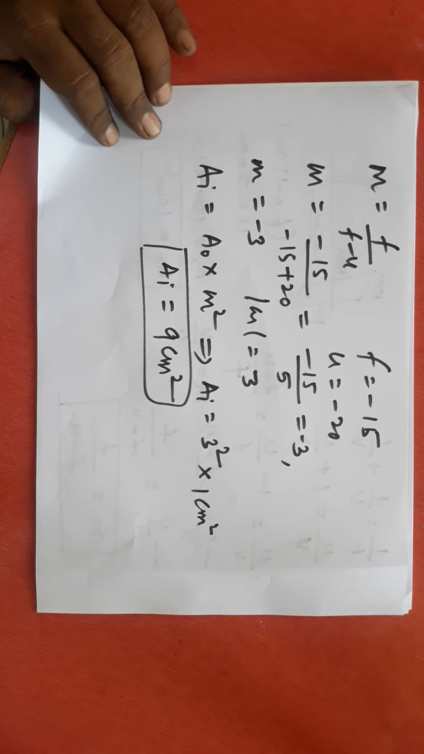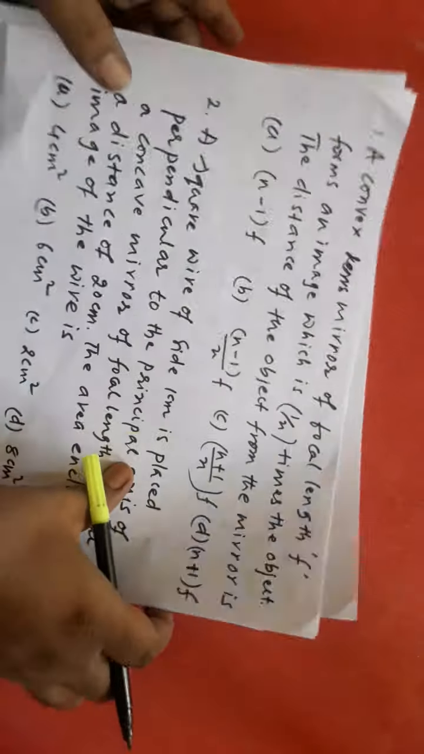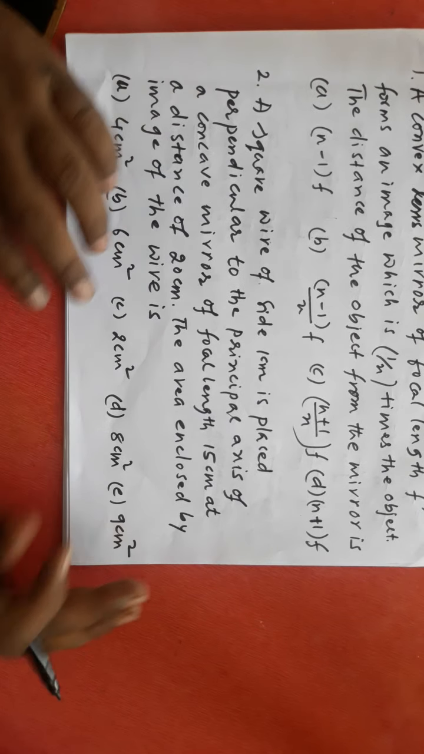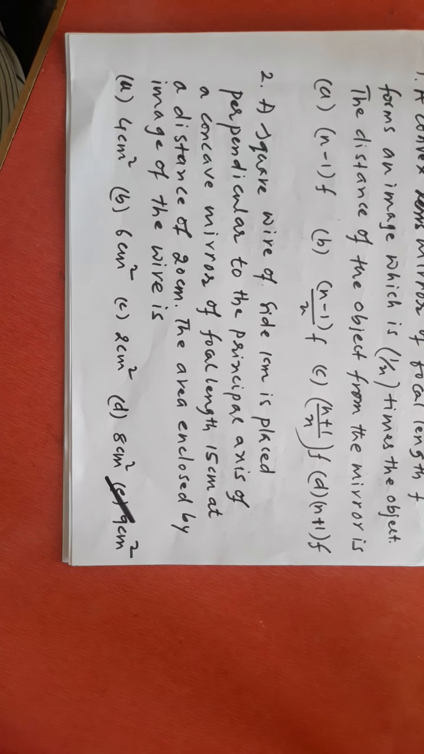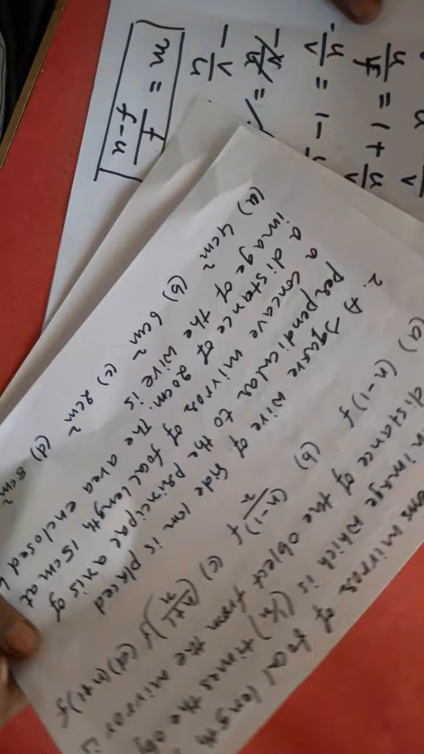Areal magnification. Followed this? See what is the option given? This question I put. Area of the image is 9 cm square. Okay. By using proper sign convention, you can solve these questions.